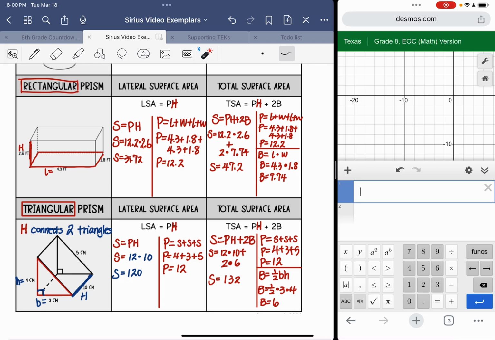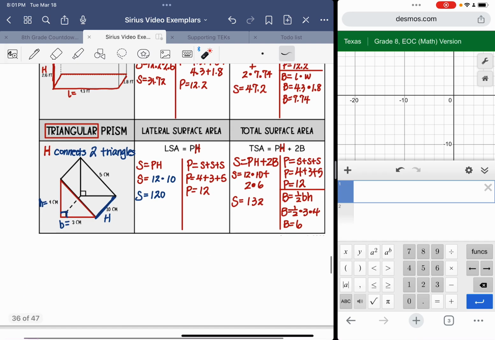Same thing for total surface area. You should have your perimeter, which is side plus side plus side. Area of the base. Remember, we use a triangle, so it's 1/2 BH. We use 1/2 times 3 times 4 because the base and height of the triangle should create a 90-degree right angle. And then when you multiply, you should get the area of the base is 6. And then going back to bring them back in, perimeter is 12. Height is 10. 2B, 2 times 6. When you multiply and add, you should get 132.